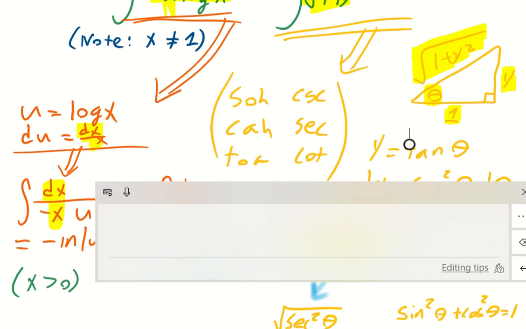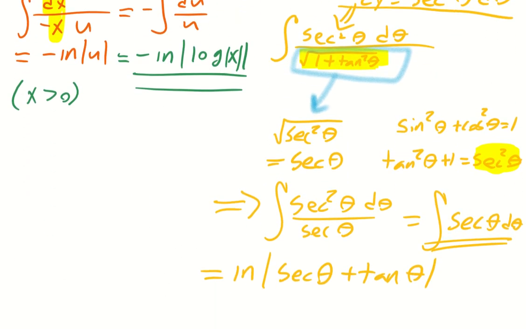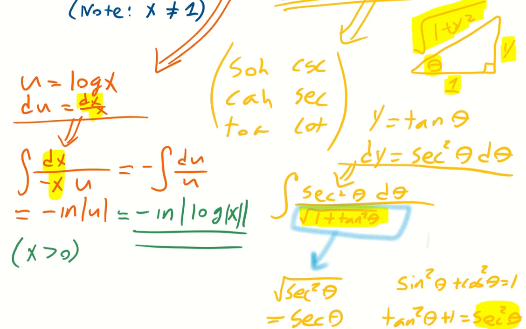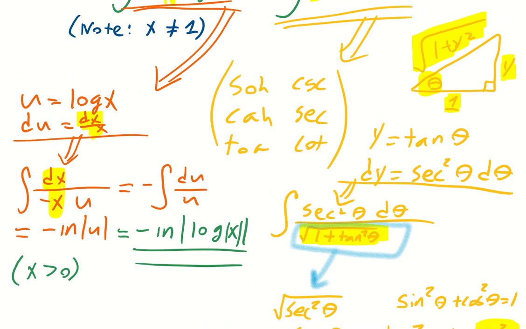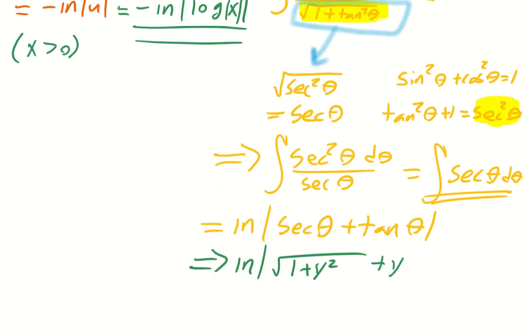If we look at our right triangle, we see that the secant, of course, is the hypotenuse over adjacent, so that's just the square root of the quantity 1 plus y squared. So we'll get the natural logarithm of the absolute value of the quantity square root of the quantity 1 plus y squared. And then what is tangent of theta? So we have our theta. Tangent is opposite over adjacent, so that's just y. So this is plus y. And this is our right-hand side.